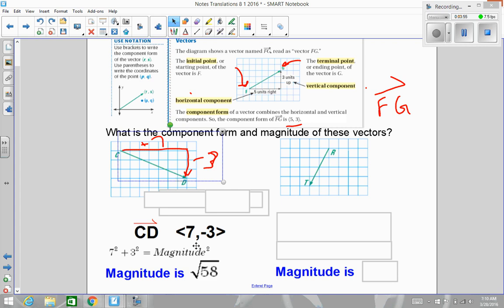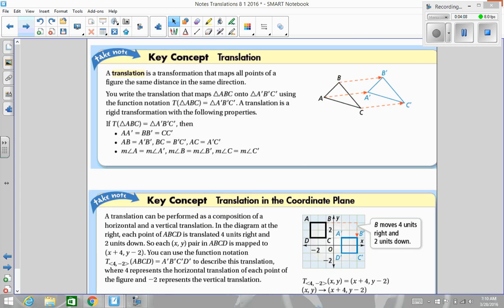So your turn will be to do the next one right here. Pause the video and do that one. If you end up having any questions, you can ask me in class the next day. All right, so we want to get some of this information written down. Pause the video and write this information down.